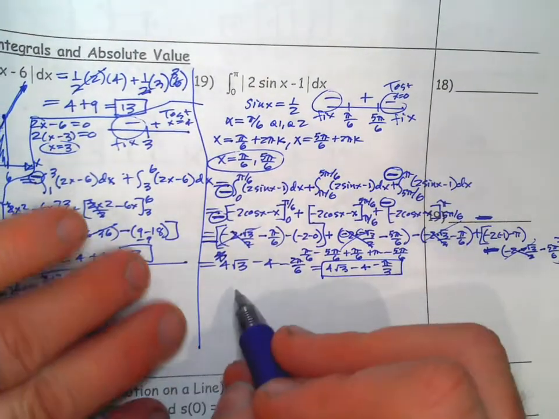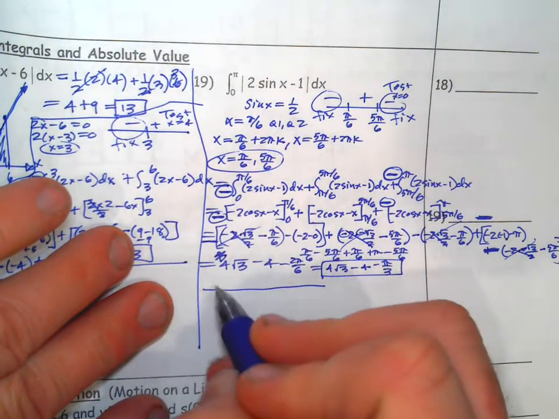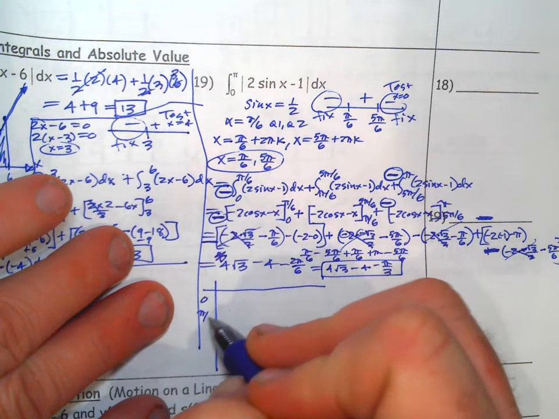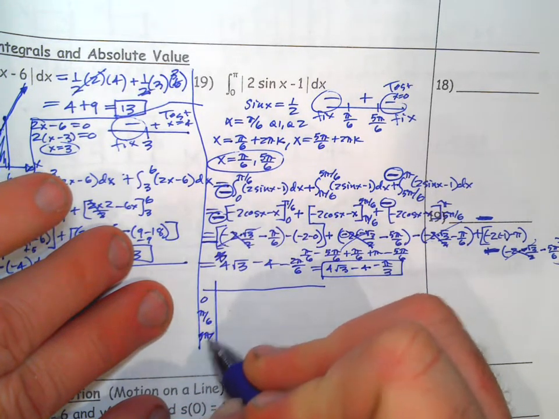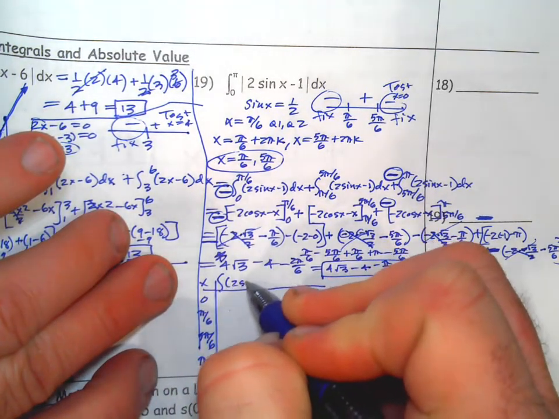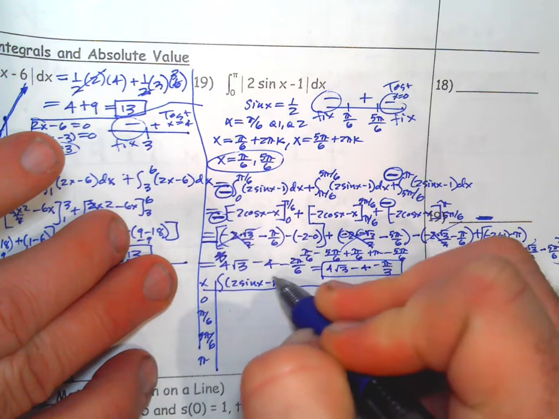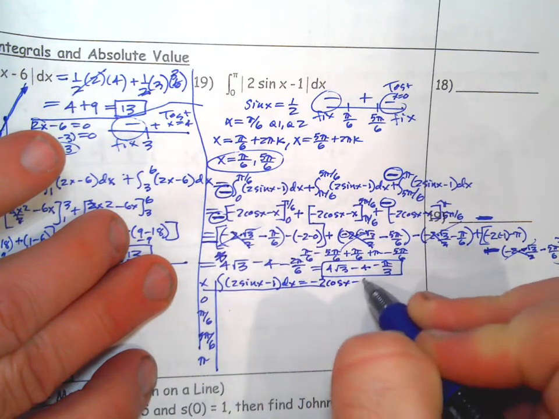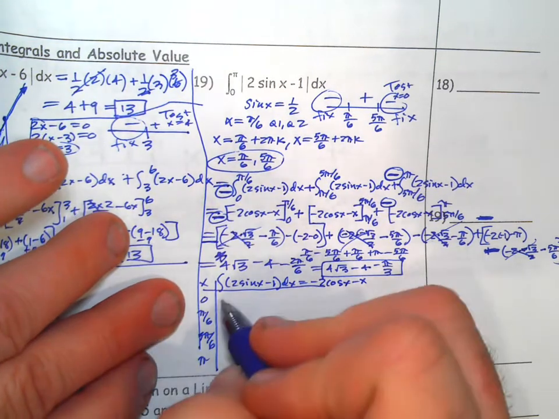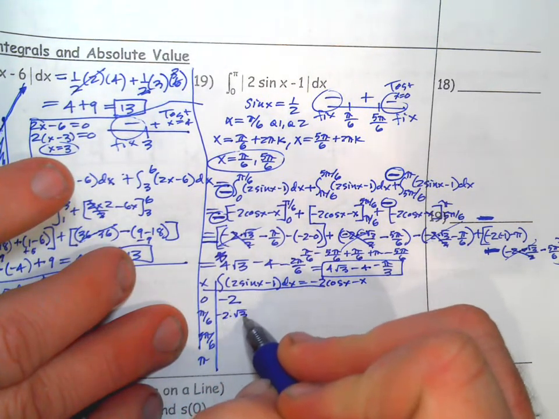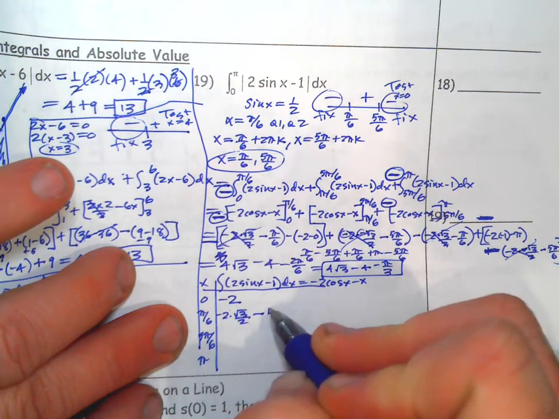Table's going to make that a little nicer. It's still going to be annoying. But 0, pi over 6, 5 pi over 6, pi, x. We're going to integrate it once instead of 3 times. So that's nice. Negative 2 cosine x minus x. Plug 0 in, you get negative 2. Plug pi over 6 in, you get negative 2 times root 3 over 2 minus pi over 6.